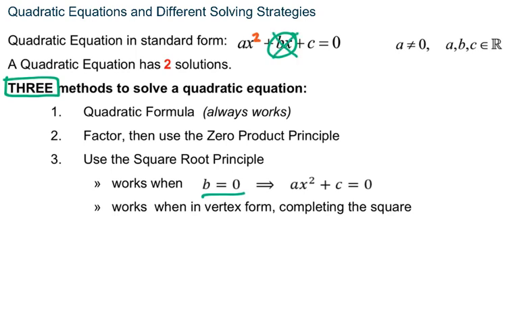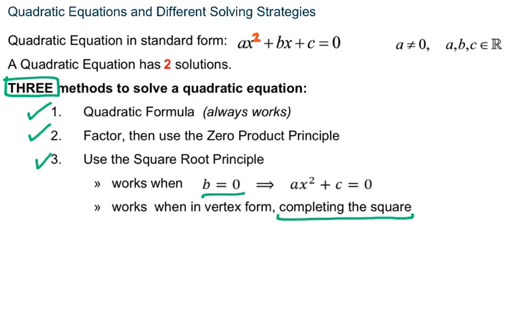If b is equal to 0, there is no linear or b term, and we would just have ax squared plus c equal to 0. So if the linear term, the center term, is missing, we can use the square root principle, or we can complete the square to use the square root principle. So three methods. Quadratic formula always works. You need to know it. You will have to use it. Factoring works sometimes, but not always. And then the square root principle is helpful when we have specific formats.